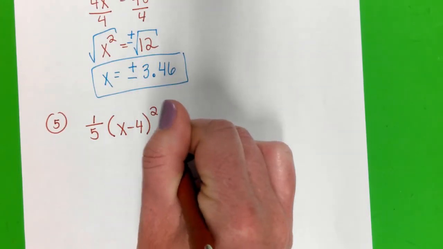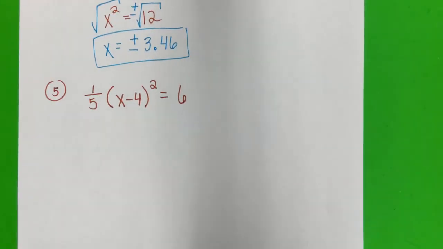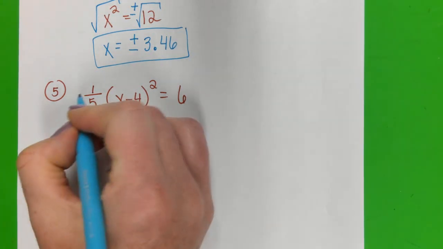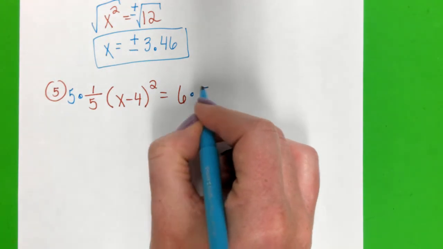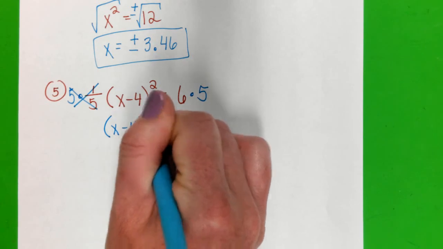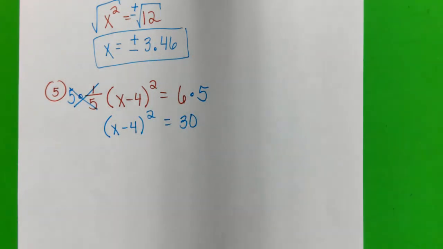1/5 times x minus 4 squared equals 6. Do we remember how to cancel out a fraction coefficient? Because it's kind of like a coefficient. How would you cancel out that 1/5? Multiply by the 5. Multiply by the reciprocal. So all you have to do is multiply both sides by 5 and then go from there. See if you can finish it from there.